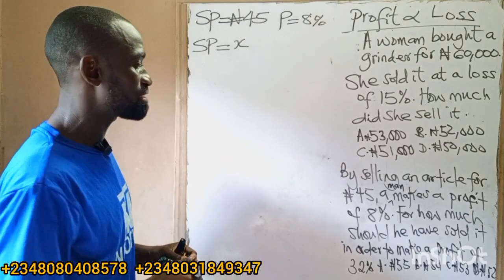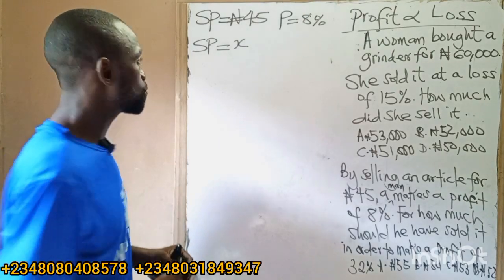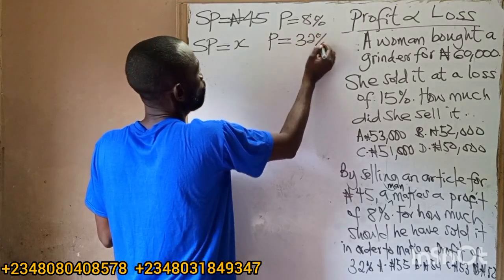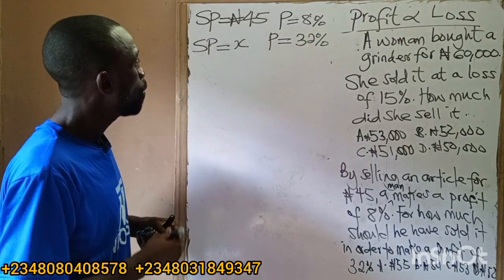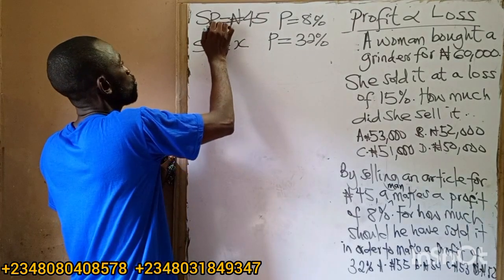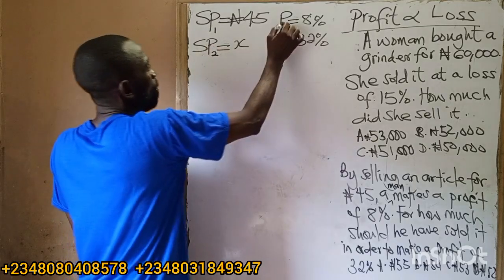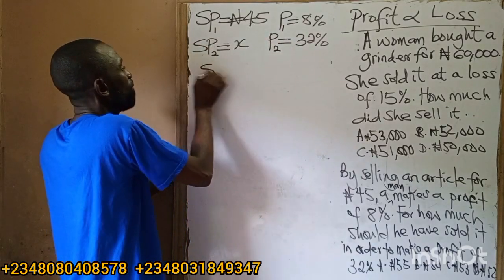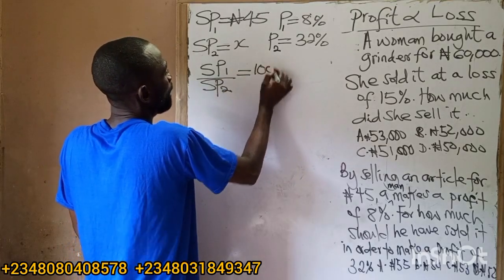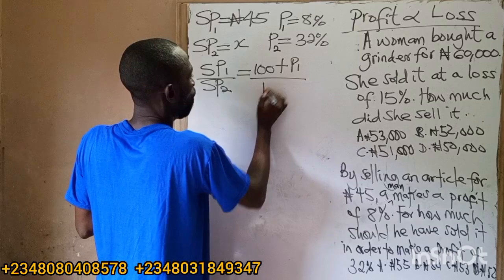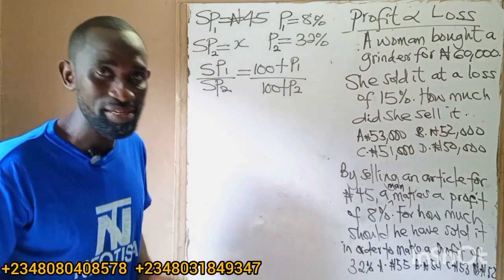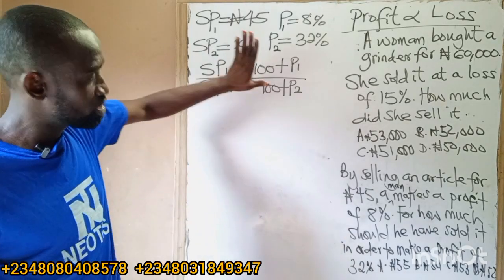In order to make a profit of 32%. So this selling price is going to make a profit of 32%. Now, class, when a question involves two selling prices and two profits, see the formula that we use. Let us assume this is first selling price, second selling price, first profit, second profit. So we have first selling price over second selling price is equal to 100 plus P1 over 100 plus P2.